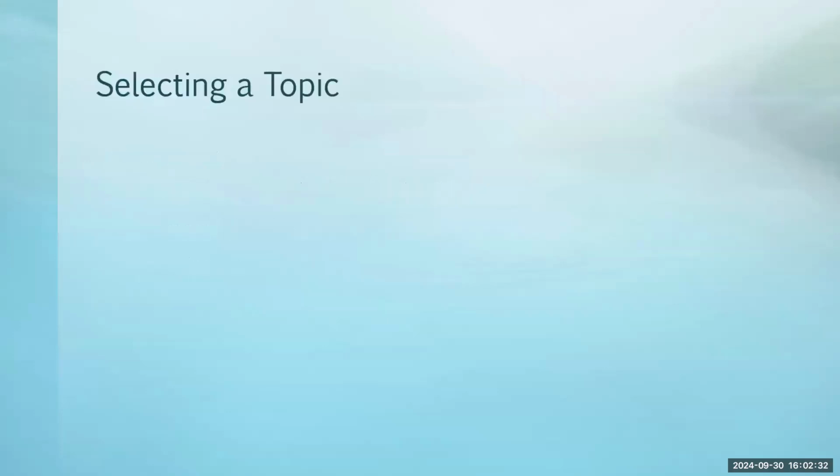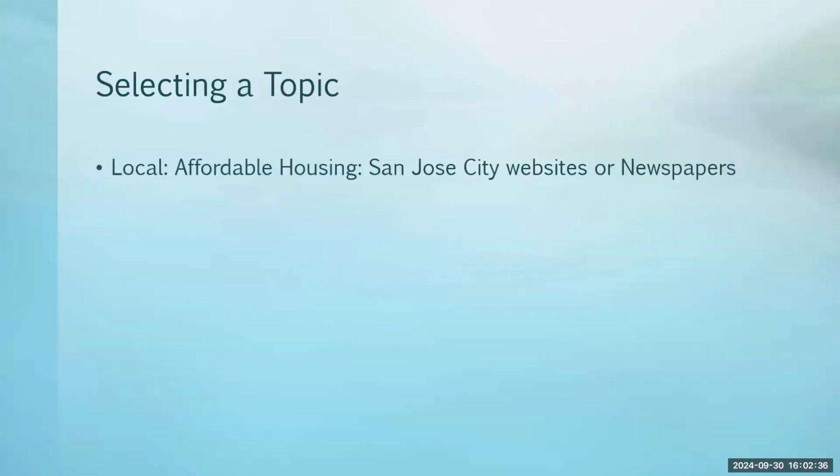Okay, first let's talk about selecting your topic. You have some options. You have local things you can focus on. For example, affordable housing. If you did something really localized like that, you would have to go to the website for that particular city. For example, San Jose affordable housing, newspapers like San Jose Mercury News that you can use. So that's really good for local things.